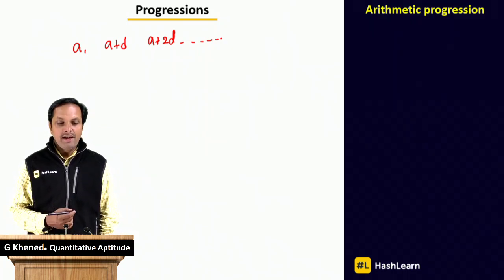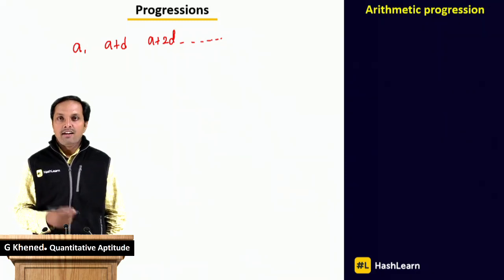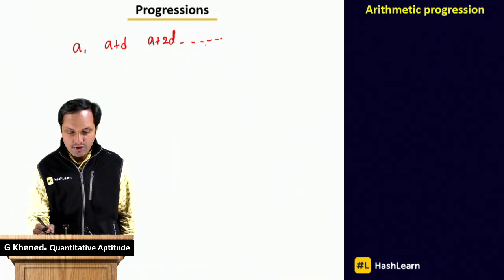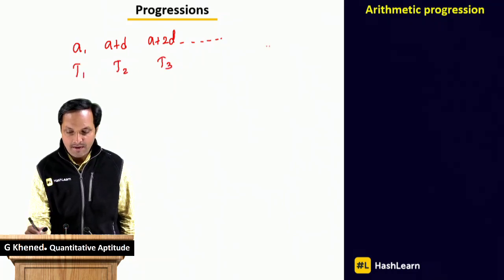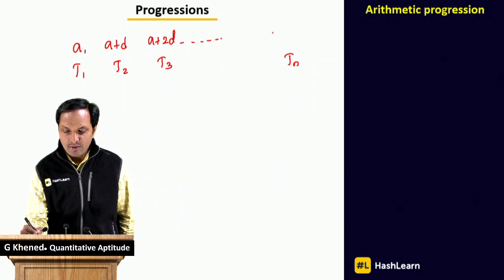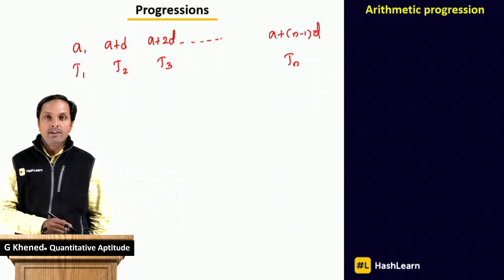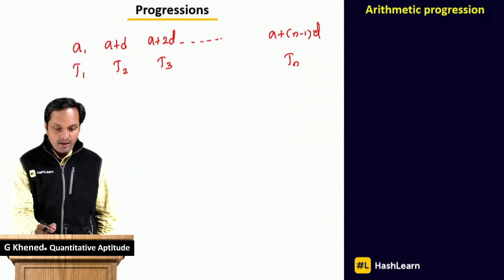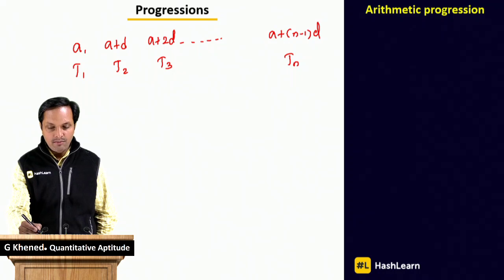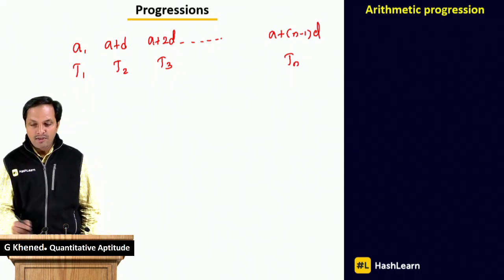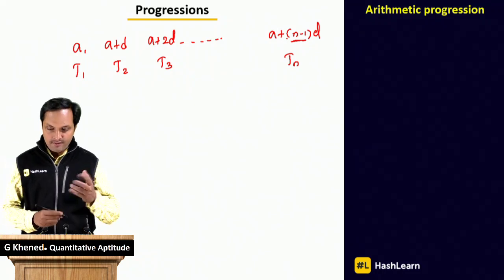First term is a, next is a plus d, next is a plus 2d, again a plus 3d, and so on. This is the first term, this is the second term, and this is the third term. Your last term or nth term will be a plus n minus 1 into d. Okay, so make a note. T1 is the first term a, second term is a plus d, third term is a plus 2d, and nth term is, here you should note, 1 less: n minus 1 into d.